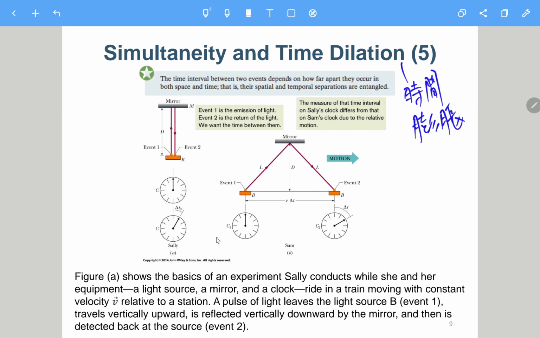The next experiment is that B is moving to the right side with a velocity v, which is comparable to the speed of light. Here it moves to here. It takes delta t to move to here. Also, it transmits the light towards the mirror and then it is reflected back. So this is still D, but it moves for this distance. So this is a right angle triangle. You use the Pythagorean theorem to see that L is actually the square root of D squared plus half of v delta t, squared, like this.